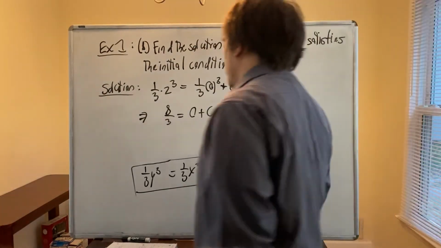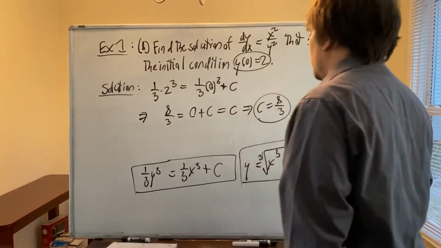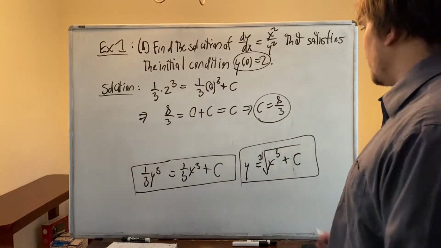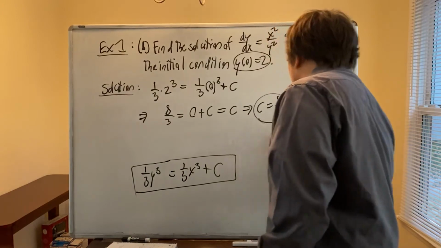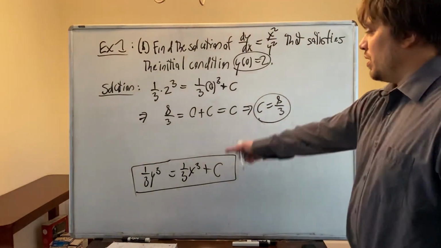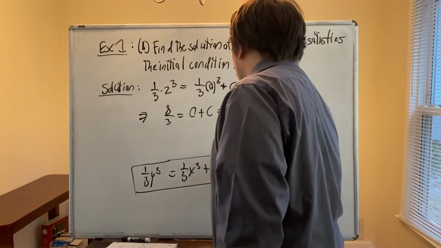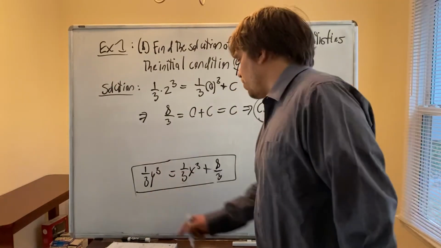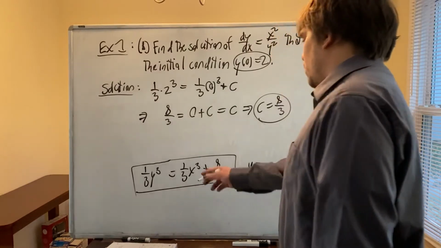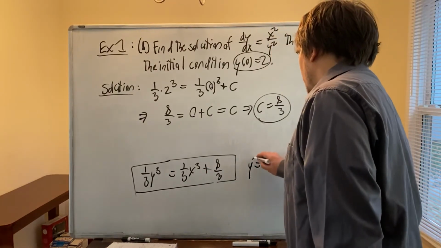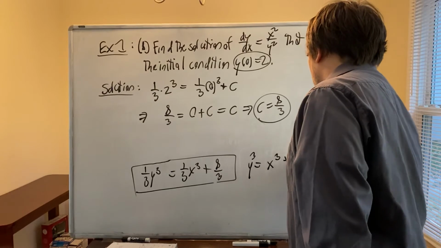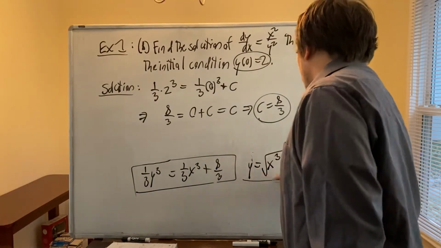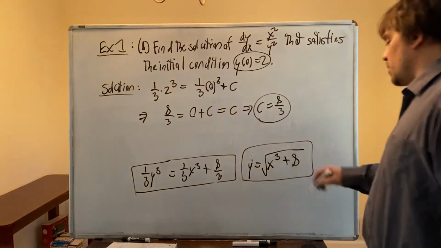So the final answer, finding the solution of that differential equation that satisfies the initial condition, is letting c equal 8/3 for this differential equation. We won't get the same constant here. If we solve explicitly for y, we get y cubed is equal to x cubed plus 8, and then when we take the cube root of that, we would get that. So that's the particular solution.